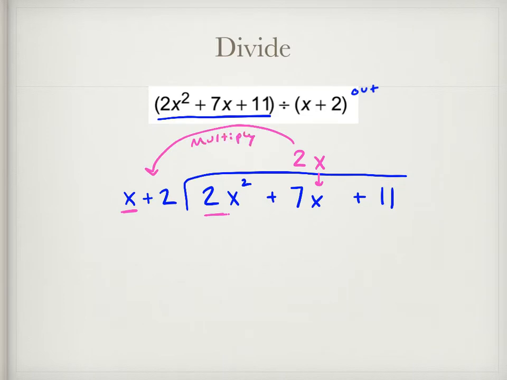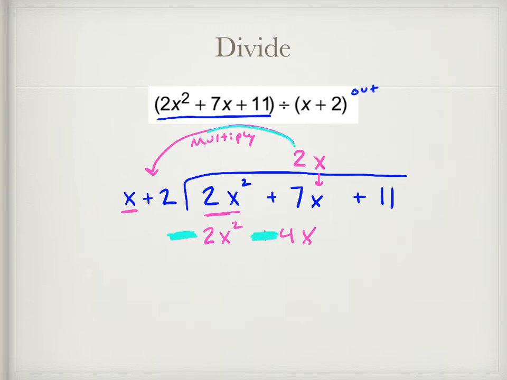I'll give you guys a second. All right, so when we multiply 2x times x, what do we get? 2x squared. You'll always get the same thing that you started with, because that's always going to cancel. What's 2x times 2? 4x. What do we have to do next? Change the sign. So this becomes a negative, this becomes a negative.